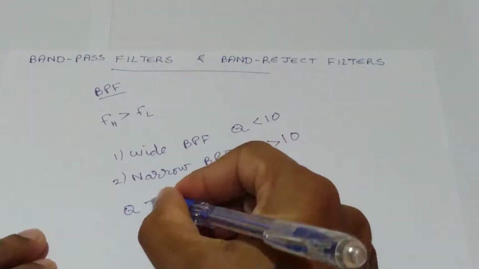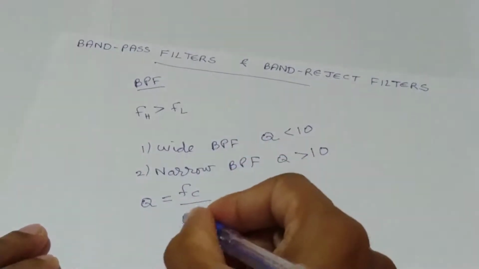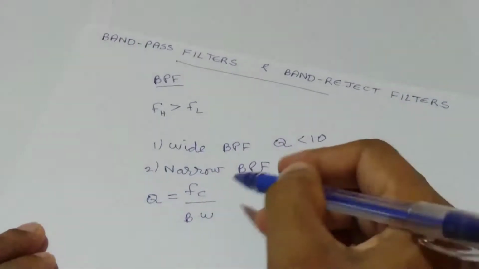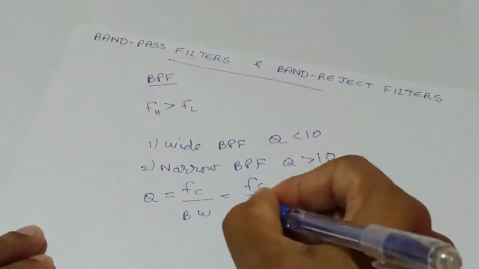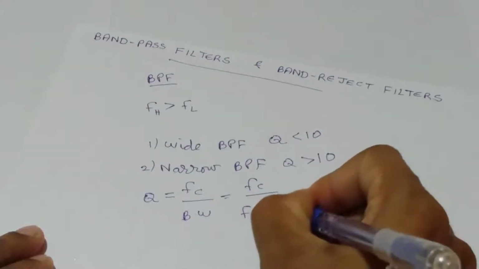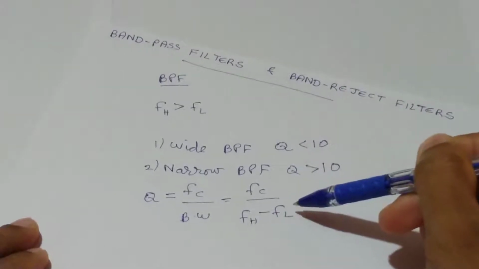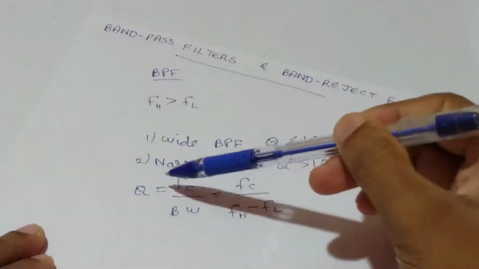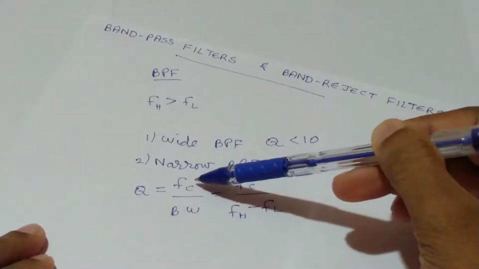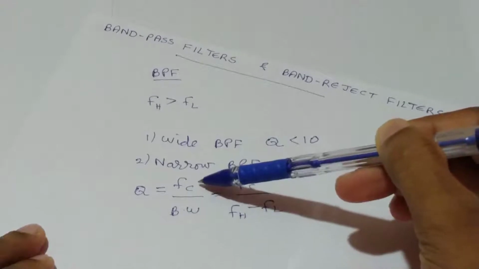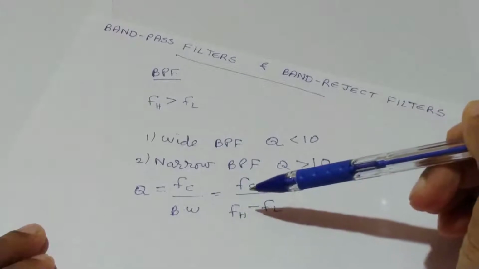Okay, now the relationship between the quality factor Q, the center frequency Fc and the 3 dB bandwidth is given by Q is equal to Fc divided by bandwidth. Okay, and this Fc is the center frequency and the bandwidth is given by FH minus FL. FH is the higher cutoff frequency and FL is the lower cutoff frequency. So the quality factor or figure of merit Q is equal to Fc divided by bandwidth.